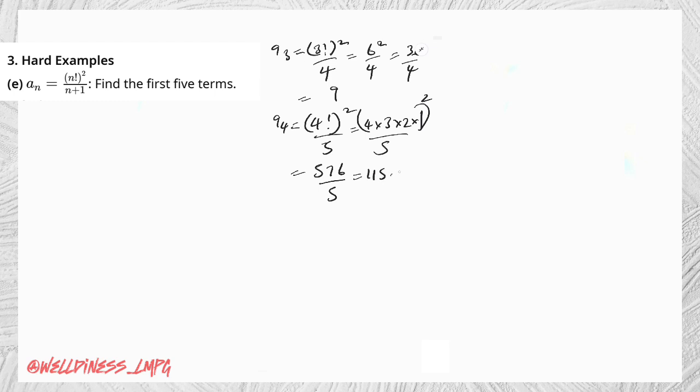And 576 divided by 5 will give you 105.2. Now for our A5, you're going to have 5 factorial squared divided by 5 plus 1, and this will give you 14,400 divided by 6, and that will give you 2,400.